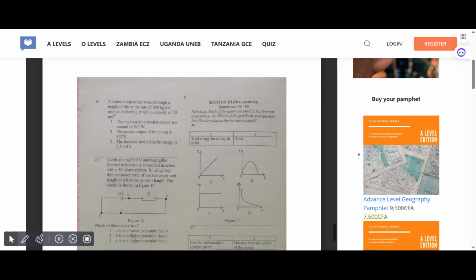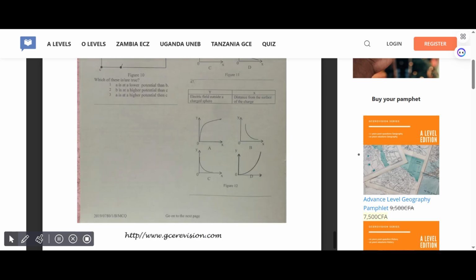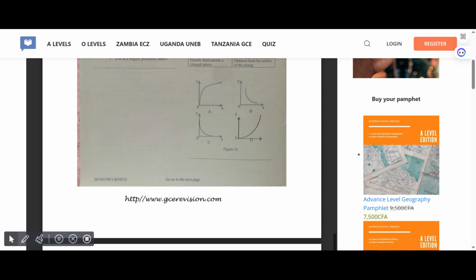Then the last one, we are going to select the graphs. It says each of the equations of 46 to 50 has 4 sets of graphs A to D. Which of the graphs in each equation best fits the relationship between X and Y? Correct answer for 46 is C. 47 is B. 48 is A. 49 is D. And correct answer for 50 is C.